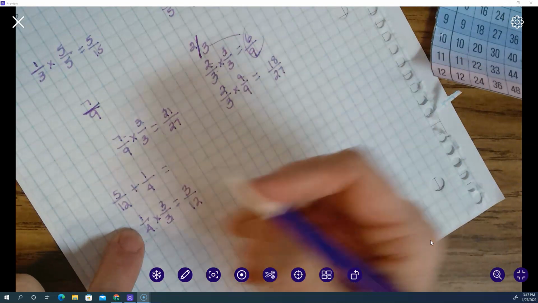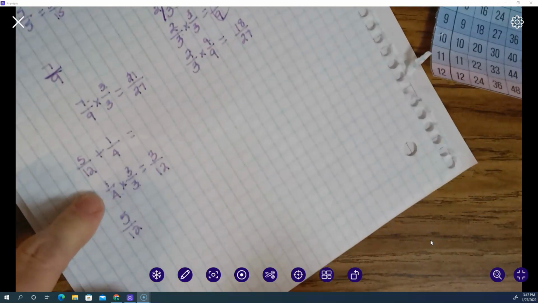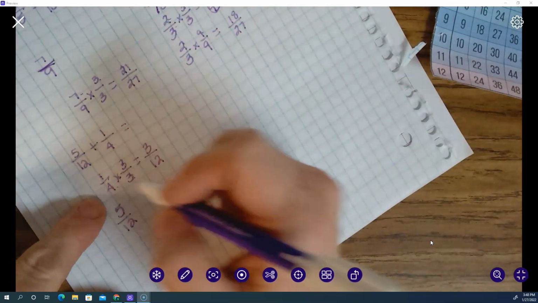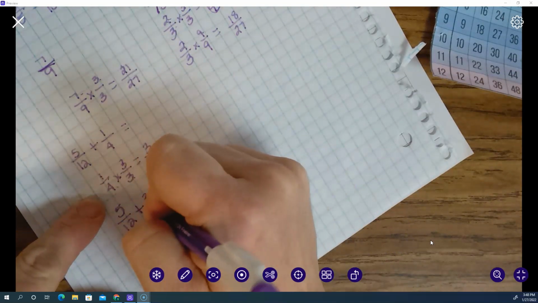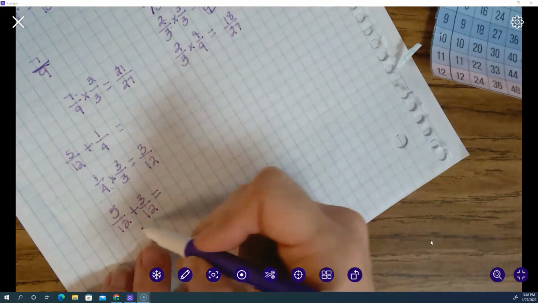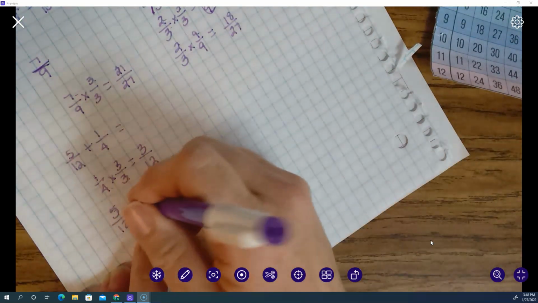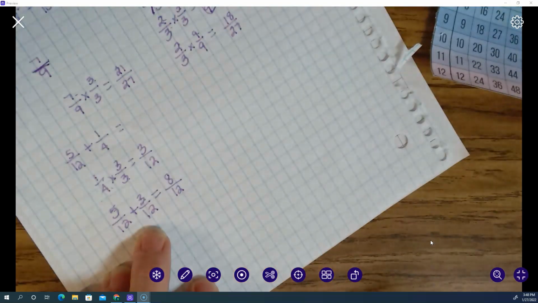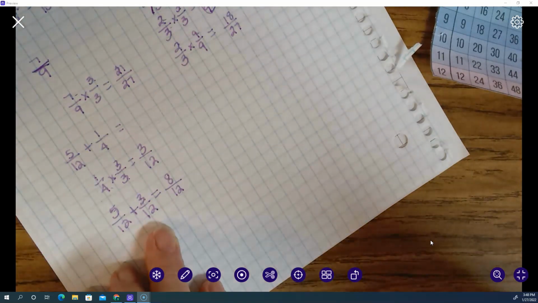So I'm going to take my 5/12 from my problem. 5 over 12, making sure there's still plenty of room. And then I know that 3/12 is the same thing as 1/4, and I'm going to add 3/12, right? Okay. Now if I add those together, my denominator is going to stay the same. I'm not changing it. And now I'm going to add the top to it, 8. Isn't that cool? So now I know that 5/12 plus 1/4 is 8/12. That's pretty cool, huh?